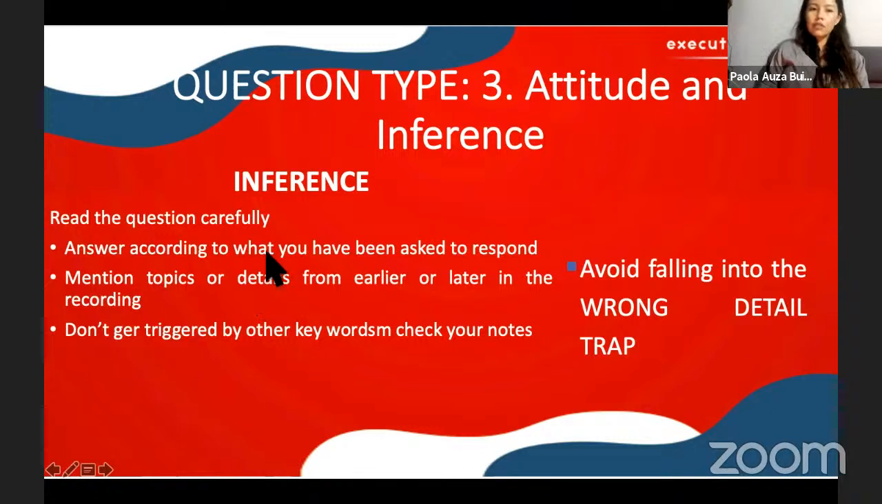Some details from early in the beginning of the recording. And well, don't get triggered, I don't know, don't get overwhelmed.